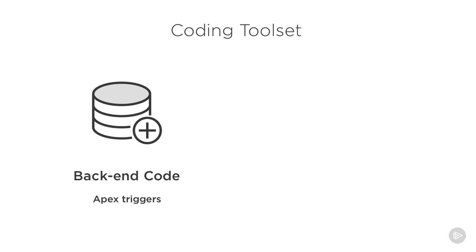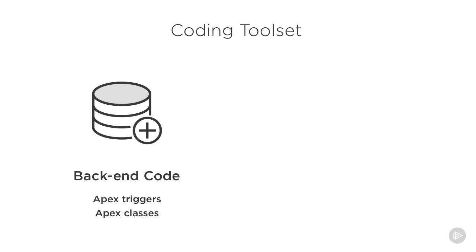First is Apex triggers, probably the most important piece of automation in Salesforce history. Apex triggers are your typical if this, do that type of code, kind of like workflow rules, but with unlimited powers. We'll go into more detail on this later in this module.